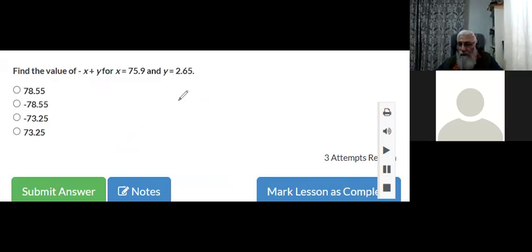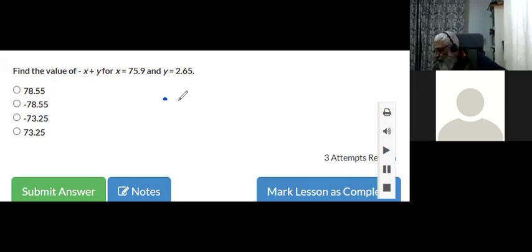Read. Find the value of minus x plus y. No, don't say minus negative x. You either say negative x or say minus x, only once. If you say minus negative x, this means plus x, which is incorrect. So only say negative one time or minus one time. Read it again. Find the value of minus x plus y.